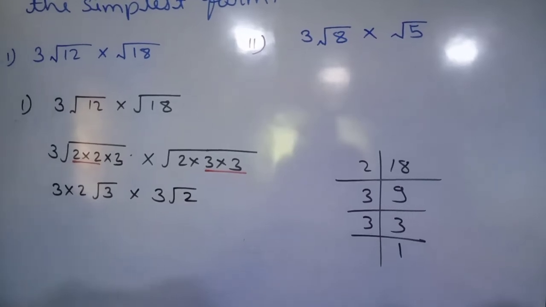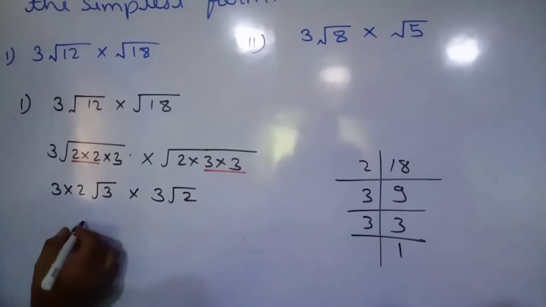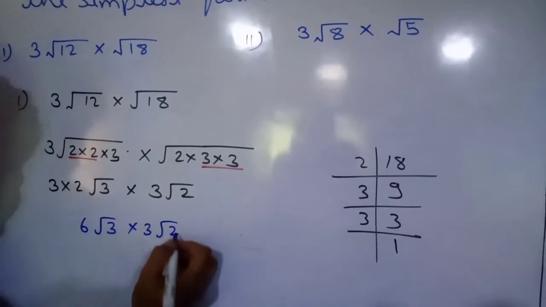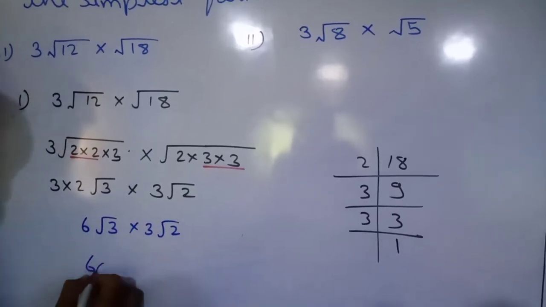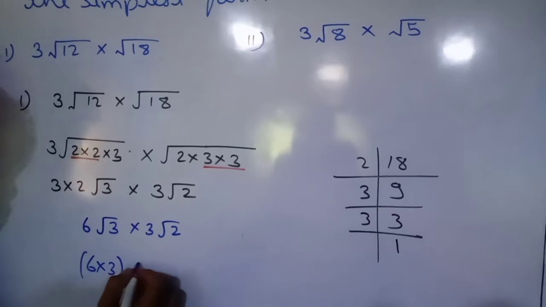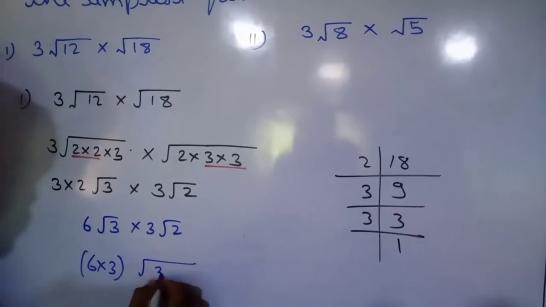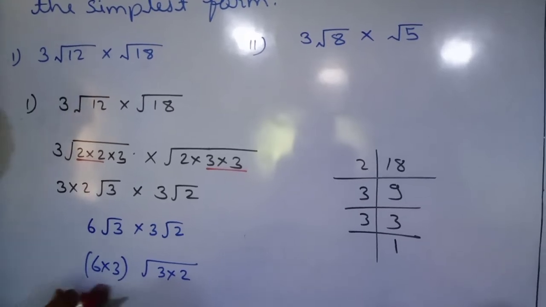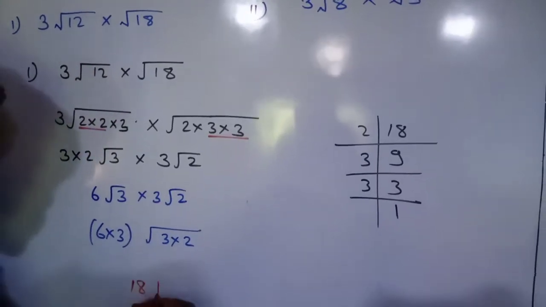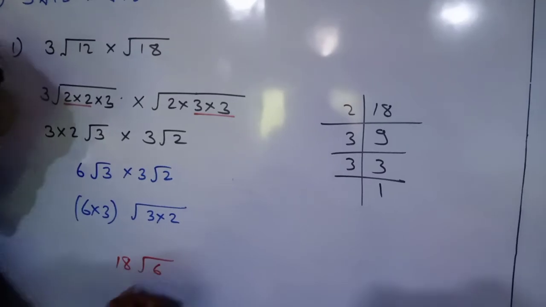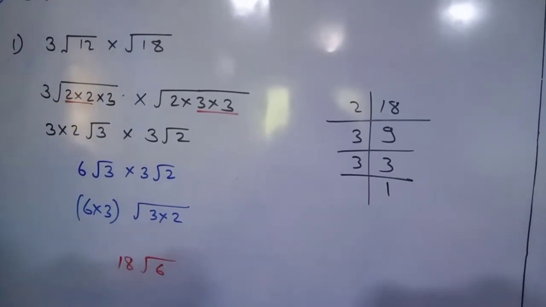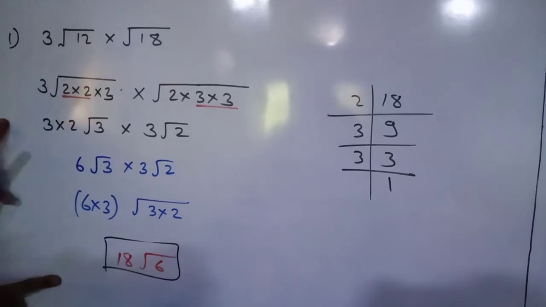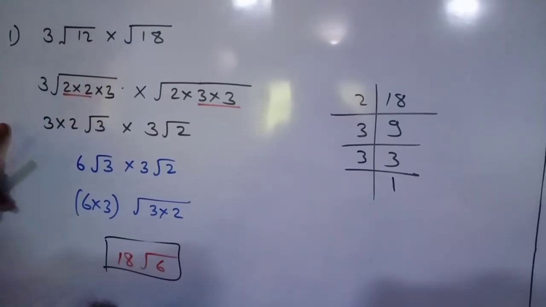This way, now in the next step, 3 2s are 6, root 3 into 3 root 2, 6 into 3. We take it over here, within the root 3 into 2, so it will become 6 3s are 18, 18 root, 3 2s are 6. This way we can find the answer. Yes, this way we can solve the multiplication of the surds.